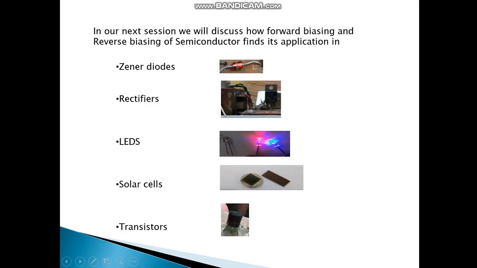In our next session, we'll discuss how forward biasing and reverse biasing of semiconductors find their application in Zener diodes, rectifiers, LEDs, solar cells and transistors.